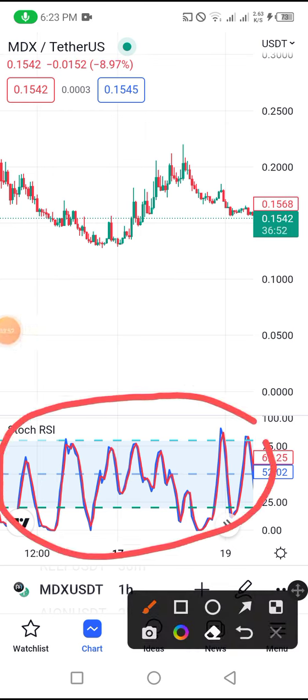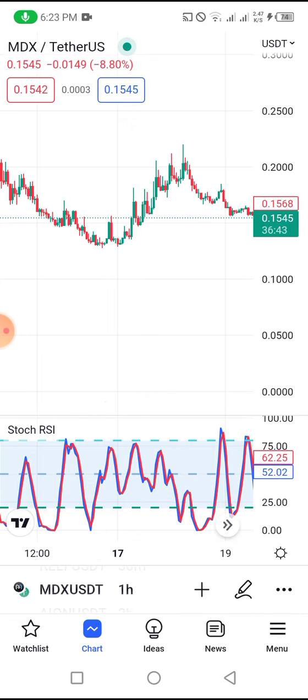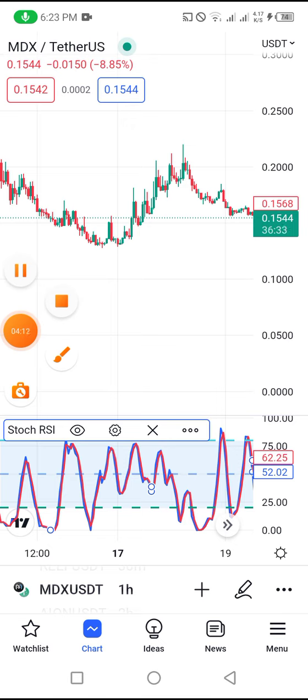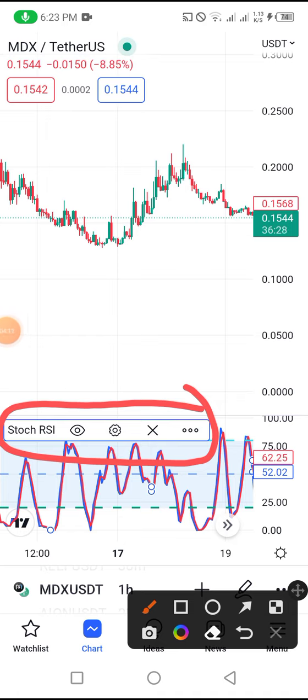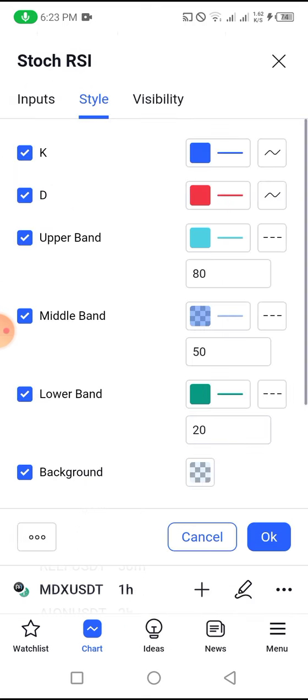Here it is. Now the next thing you're going to do is to set it up. You need to make some adjustments. To set it up, you just tap on the indicator itself. Just tap anywhere within the indicator like I have done. Then you will see this icon popping up. Your interest will be on this other part, which looks like a gear or a wheel. When you tap on it, that is the settings icon.